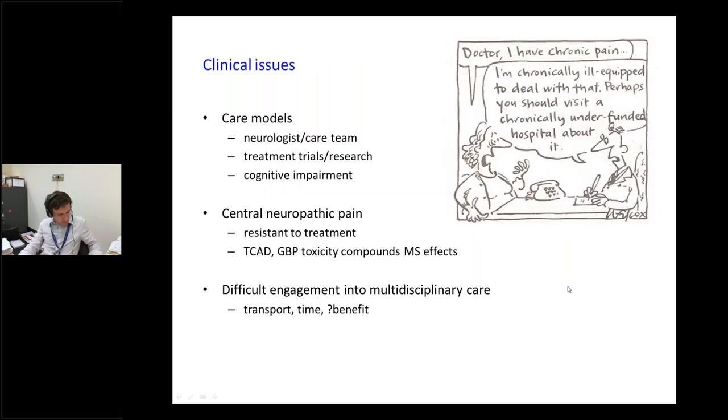Now, I want to move on to management and in particular, some of the issues. We've got issues with the care models that we use. We know that we've got diversity between a neurologist and the care team and a multidisciplinary pain team. You've got allied health people, you've got GPs, you've got multiple people involved. You've got a person who's at risk of cognitive impairment who may not take all the education in.